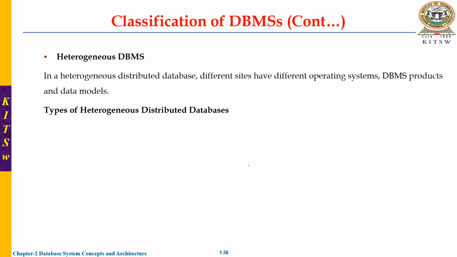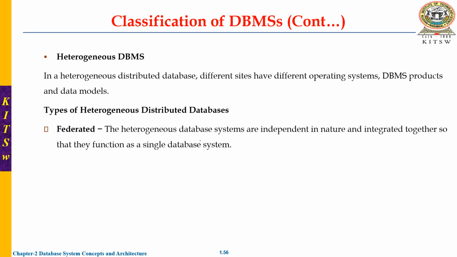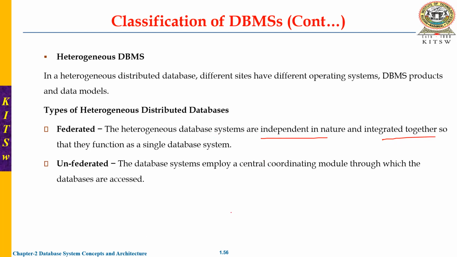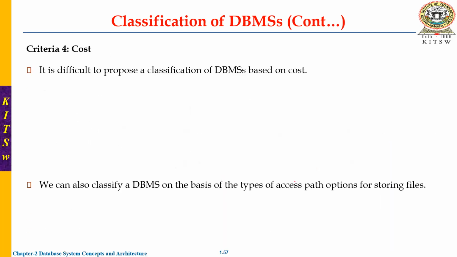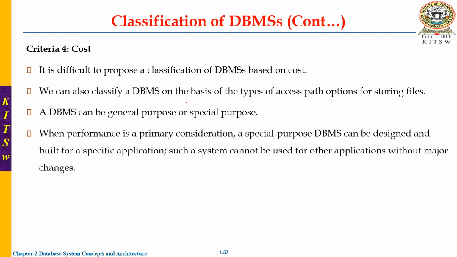And heterogeneous DBMS are again of two types: federated, where heterogeneous database systems are independent in nature and integrated together, and unfederated, where the system employs a central coordinating module through which the databases are accessed. And based on cost also, it is divided. It is difficult to propose a classification of DBMS based on cost. We can also classify a DBMS on the basis of the type of access path option for storing files.